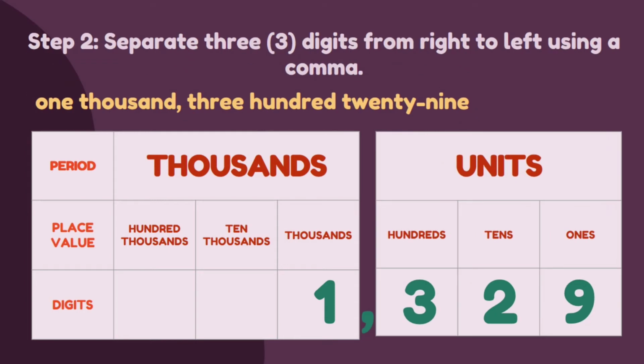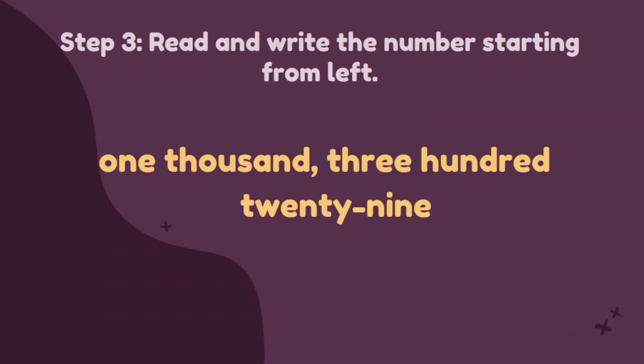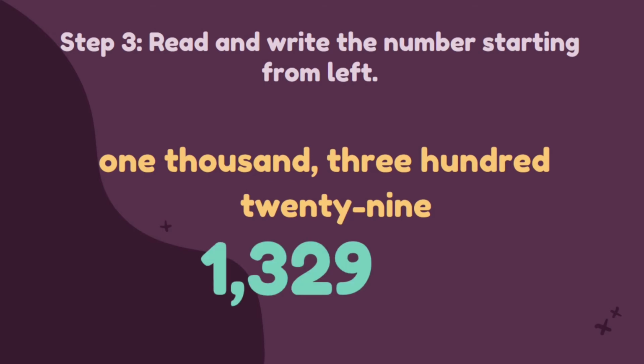Step 2. Separate 3 digits from right to left using a comma. Step 3. We can now read and write the number starting from left. So, 1,329 is written as 1,329.